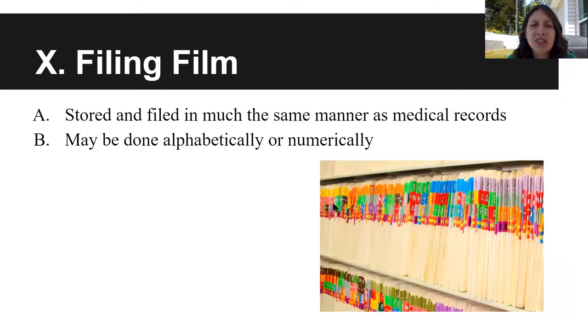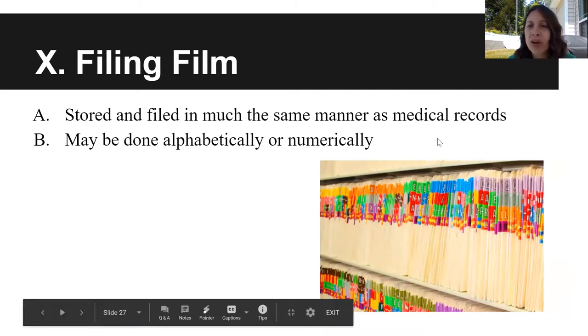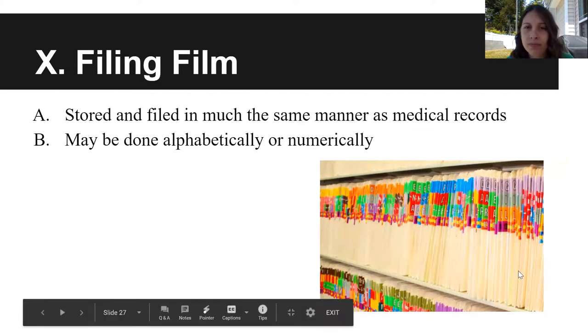Filing film, you basically do it in the same way as medical records. You can do it alphabetically, you can do it numerically. Just about however the clinic stores medical records, you're probably going to do the same thing when it comes to storing X-ray film.